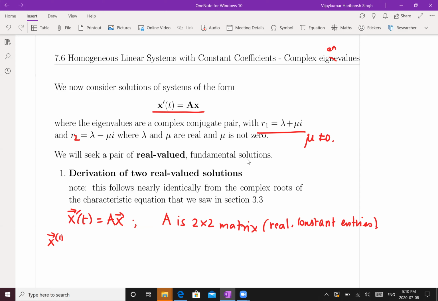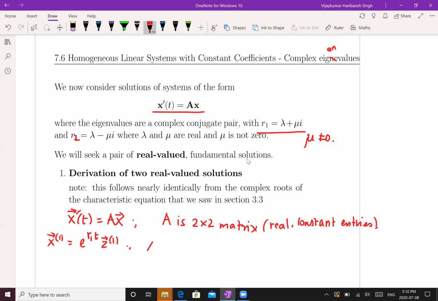as an eigenvalue. Okay. So now clearly the solutions are x1(t) equals e to the power r1 t times vector z1, and x2(t) as e to the power r2 t times z2. So these are the solutions.